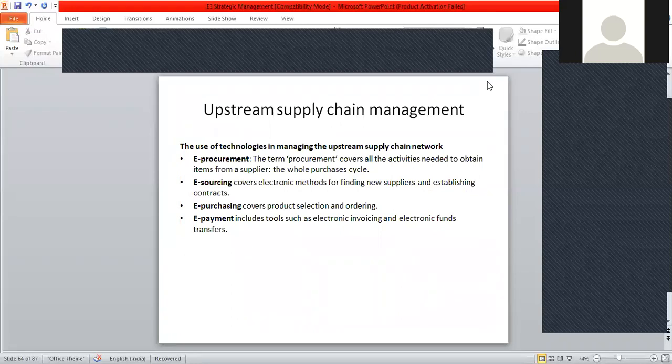The first one talks about e-procurement, procuring the material through the electronic medium. The term procurement covers all the activities needed to obtain items from a supplier, the whole purchase cycle. Then e-sourcing covers electronic methods for finding new suppliers and establishing contracts. So e-sourcing, finding the suppliers.